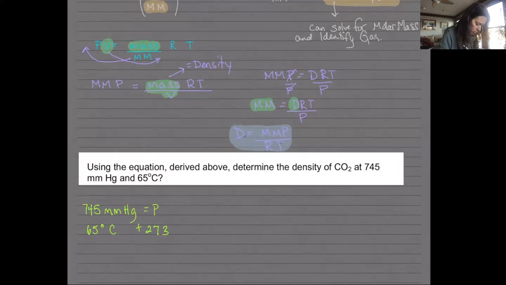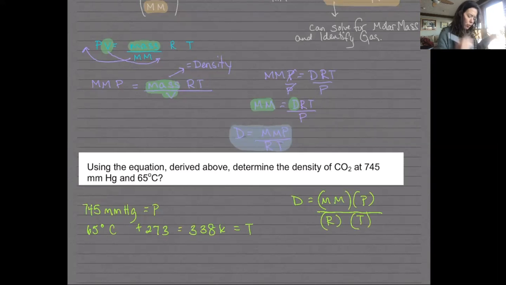And that gives us 338 kelvins, and that is our temperature. So we need the density. So that's D equals molar mass, pressure, RT. Well, it looks like we have everything there except for the molar mass.